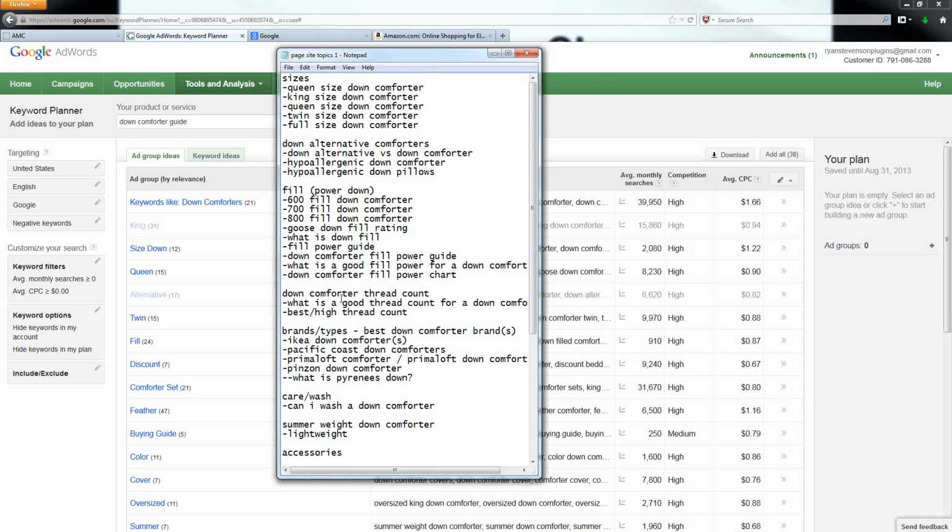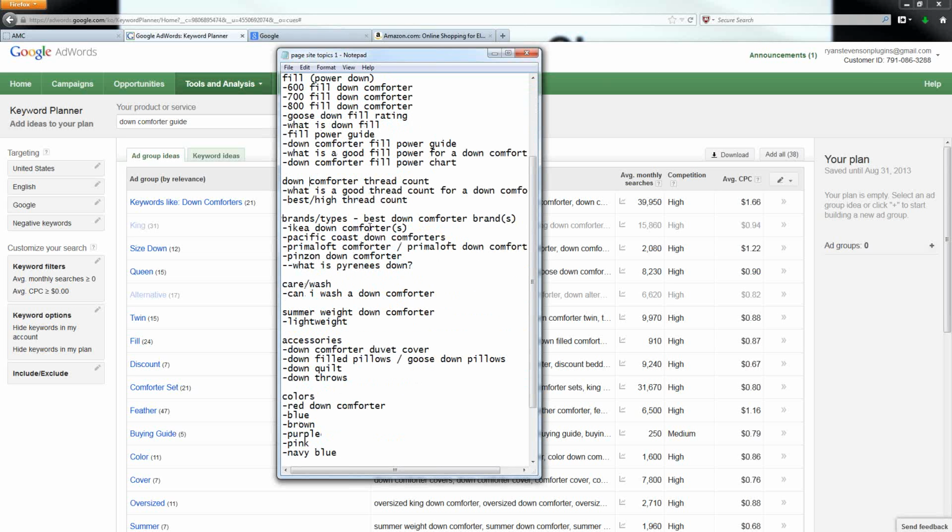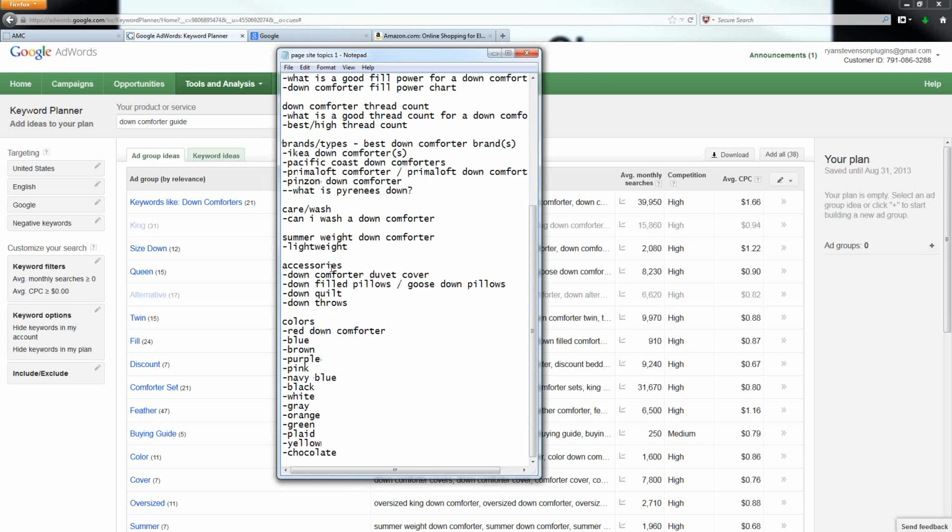I've also identified other subjects like thread counts, different brands that are popular, not just necessarily on Amazon, but actually brands that show some type of search engine traffic for my particular niche. And then I have some other potential subject matters that I've come up with, a lot of them informational. I've also identified some of the popular accessories that go along with these down comforters and identified some of the most popular colors that people are actually searching for with these down comforters.